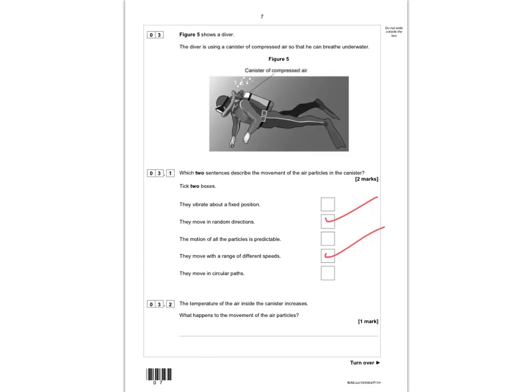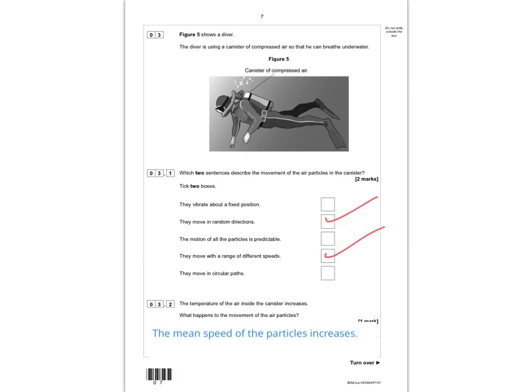Question 3.2 says the temperature of the air inside the canister increases. What happens to the movement of the air particles? Here what you need to get across is that as the temperature of the air inside the canister increases, the particles are going to have more energy, more kinetic energy, so they're going to move around faster. So their movement, their speed increases.